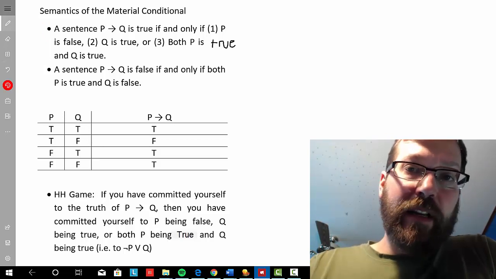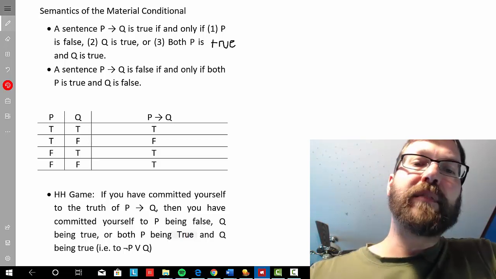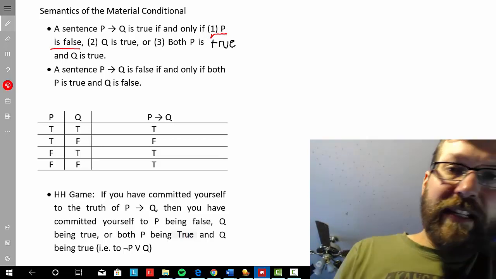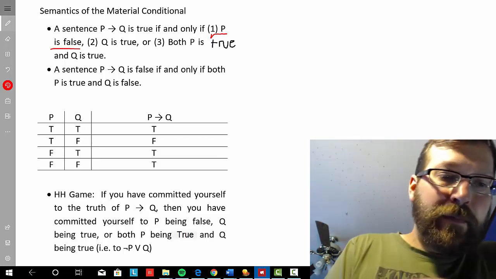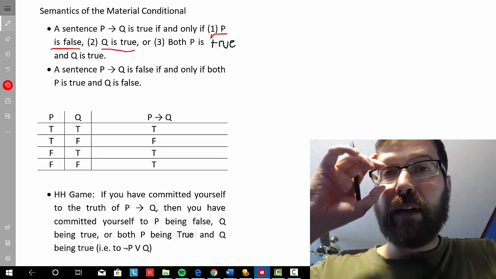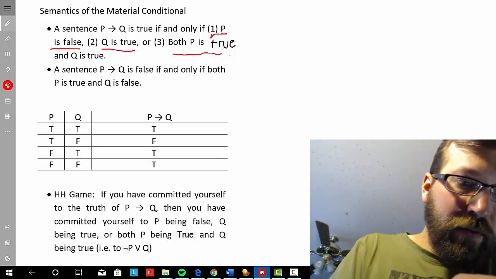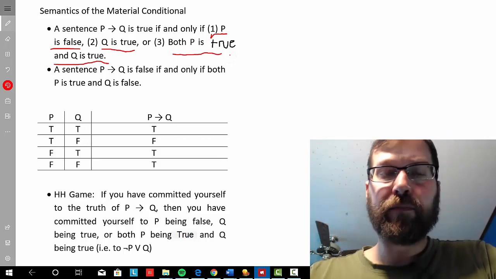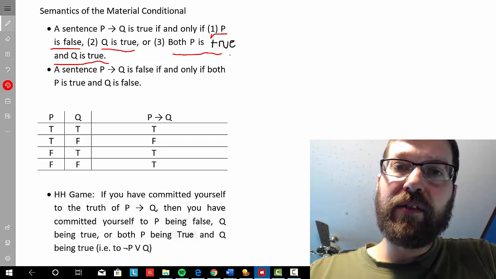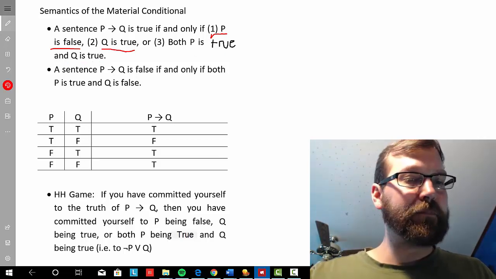A material conditional if P then Q is true if and only if one of these three cases obtains. P is false, that is, the antecedent turns out to be false. Q is true, that is, the consequent ends up being true. Or both P is true and Q is true. So if one of those three cases obtains, then the material conditional gets the value true.